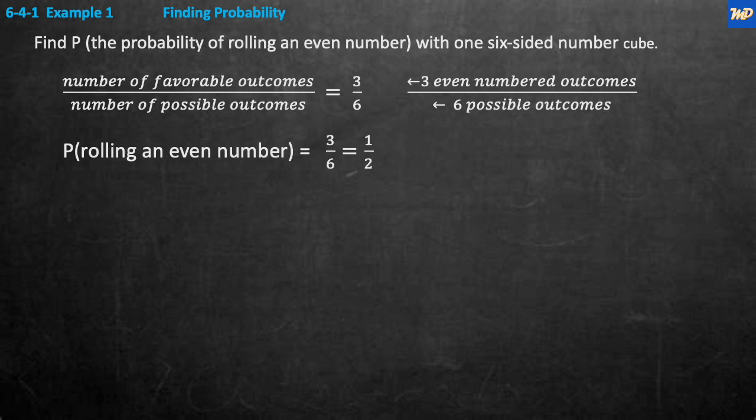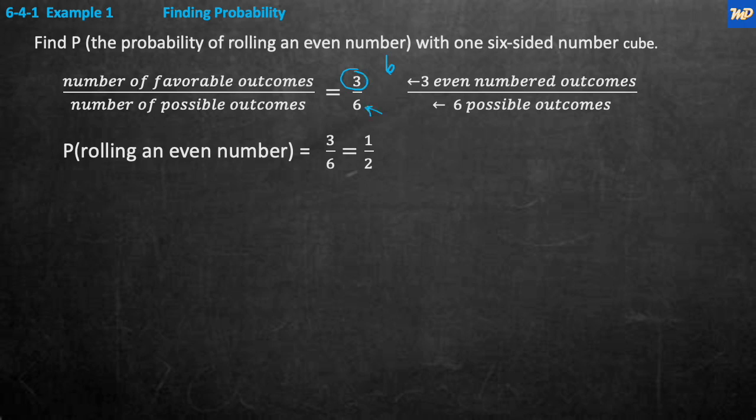Okay, finding probability, which is the same concept on this slide. Find P, the probability of rolling an even number. Now they want to know the probability of rolling an even number with one 6-sided number cube. So how many numbers can you have on a single 6-sided number cube? What we've determined here is we can have 6 possible numbers, 1 through 6. And of these 6, we have a 1, a 2, a 3, a 4, a 5, and a 6. How many of them are even? Well, there are 3 even numbers between 1 and 6. And here's the total number, 6.